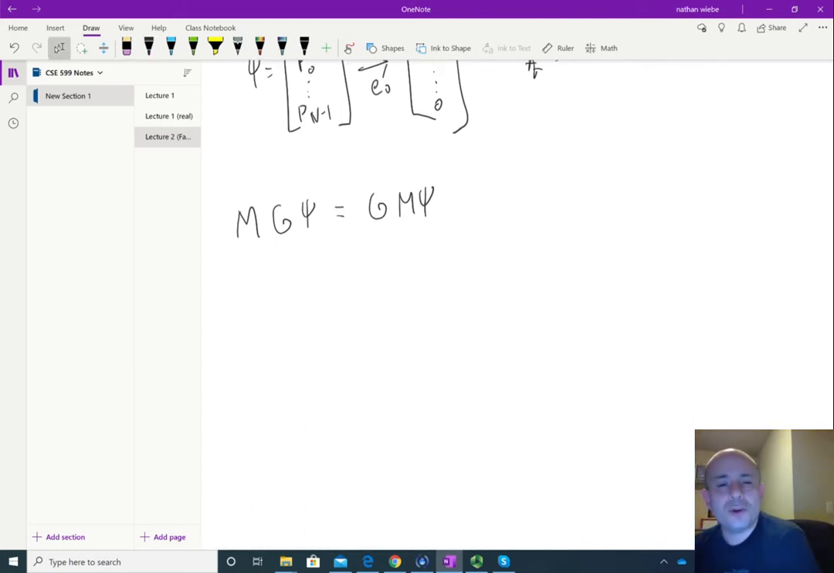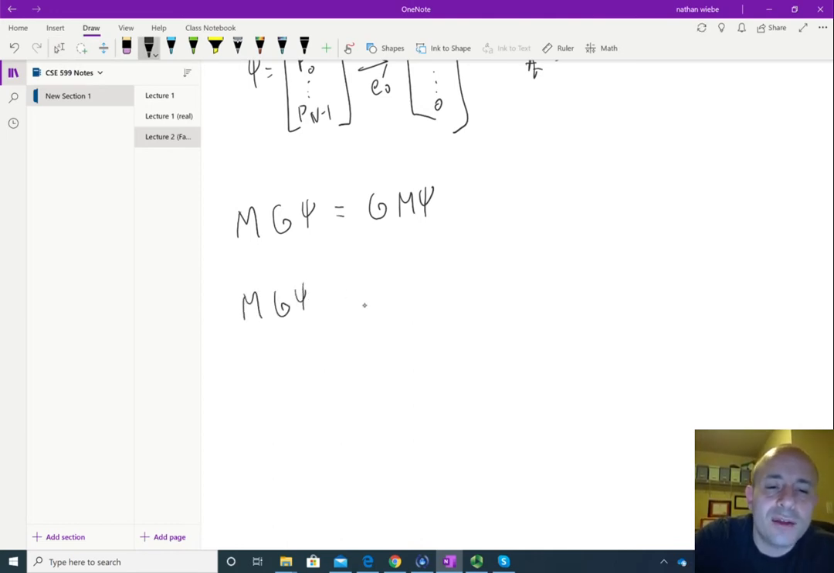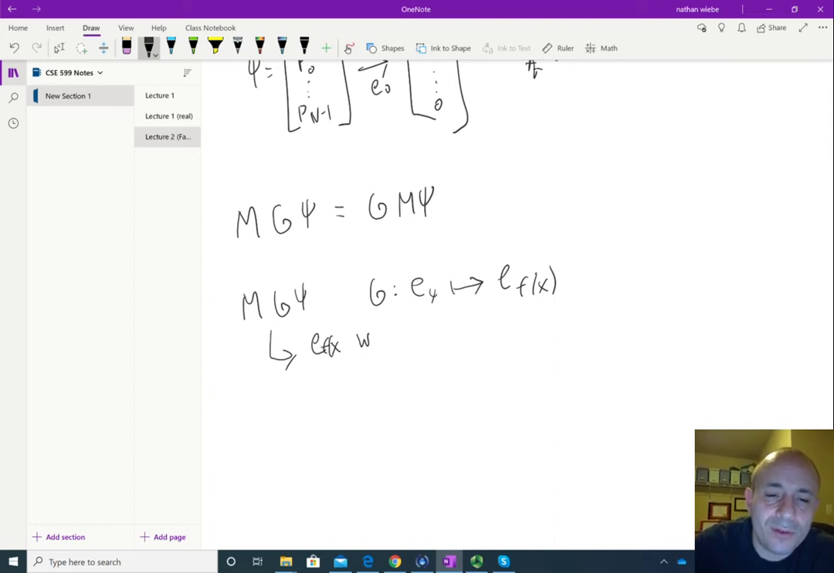To see this, let's take a look at the first side. We've got M g psi. Again, let's assume that g maps e_x to e_f(x). What this means is that this will output a probability distribution: e_f(x) with probability p_x.